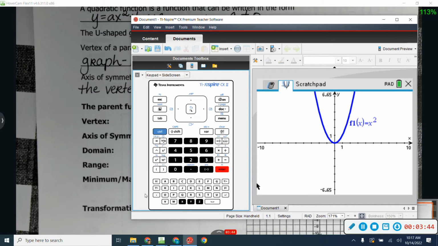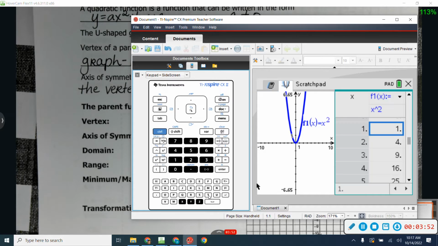Now, to get the table, we're going to do Control T, T for table. So Control is your gray button, and then the letter T. Okay, remember it's not like a computer. You don't have to hold control down. You can just press control once and then T. Okay, that should split screen, your graph on the left and your table on the right.